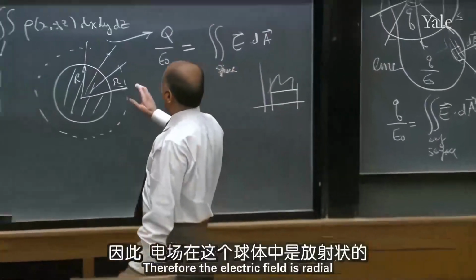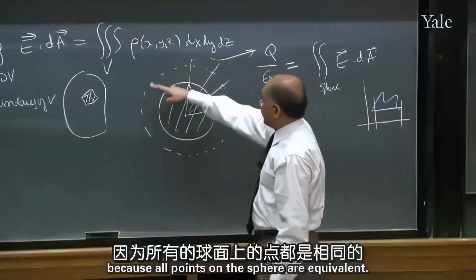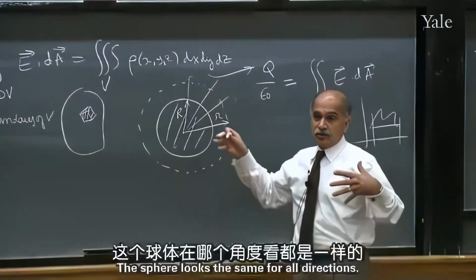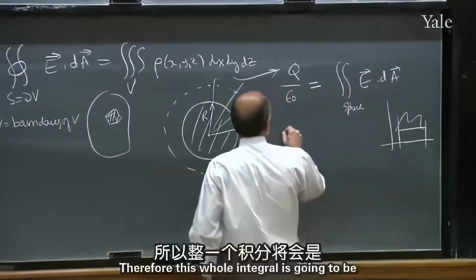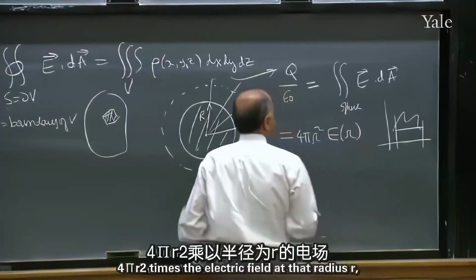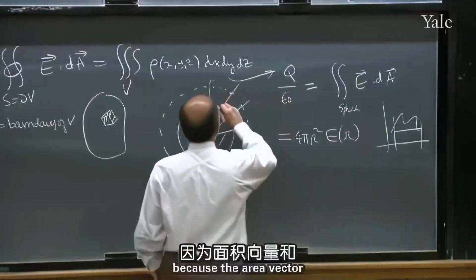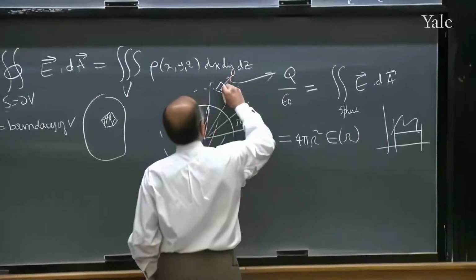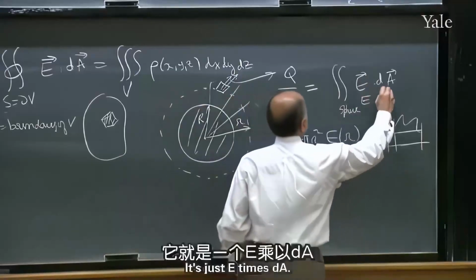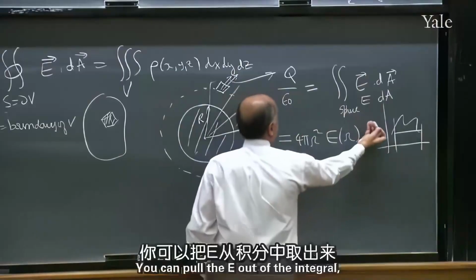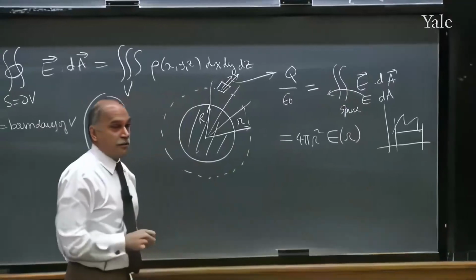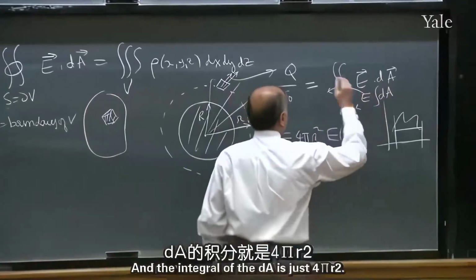Therefore, the electric field is radial and also constant throughout the sphere because all points on the sphere are equivalent. There's no reason why this is any better than that. The sphere looks the same from all directions. Therefore, this whole integral is going to be 4 pi r squared times the electric field at that radius r, because the area vector and the electric field vector are both parallel. So in this dot product, forget the dot product, just E times dA. There's no cos theta, it's just 1. You can pull the E out of the integral because E is constant in magnitude on the sphere. And the integral of dA is just 4 pi r squared.